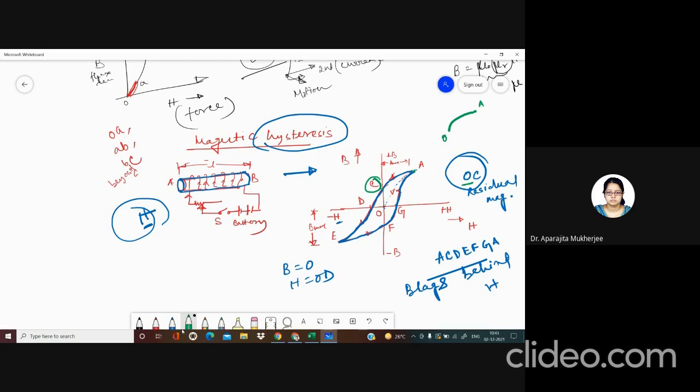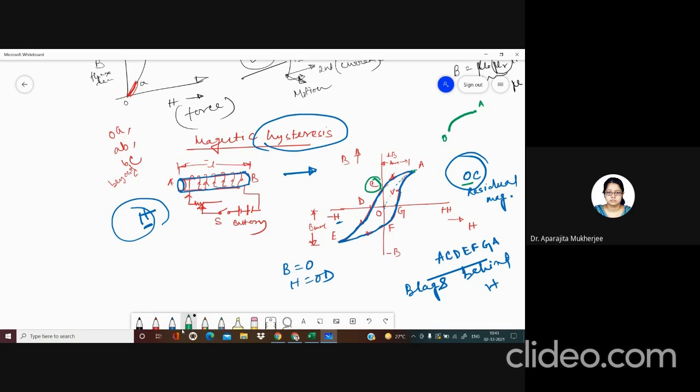So in this case, this is called residual magnetism, and the property of retaining this residual magnetism is called the retentivity. So retaining the residual magnetism is called the retentivity of the material.